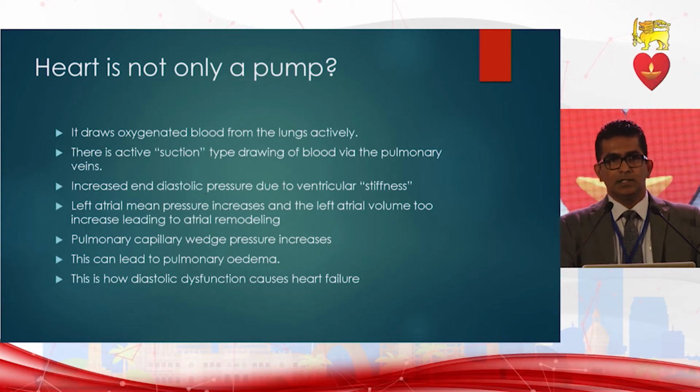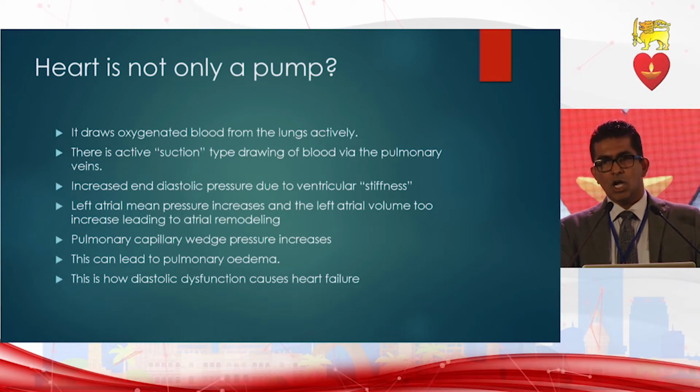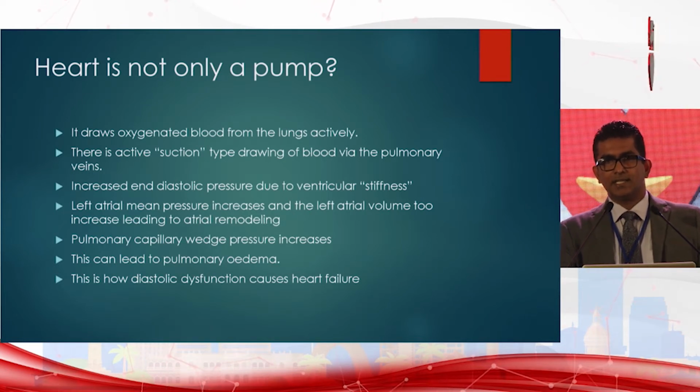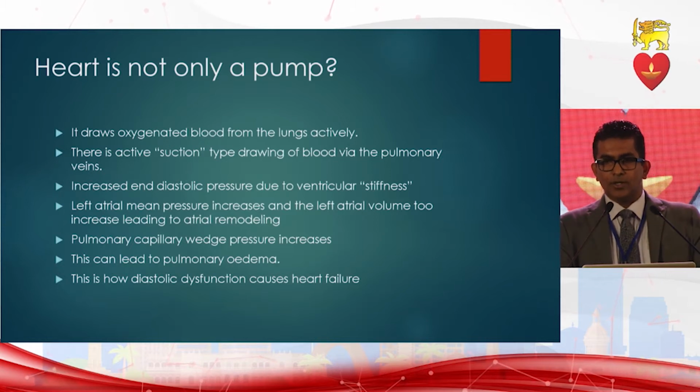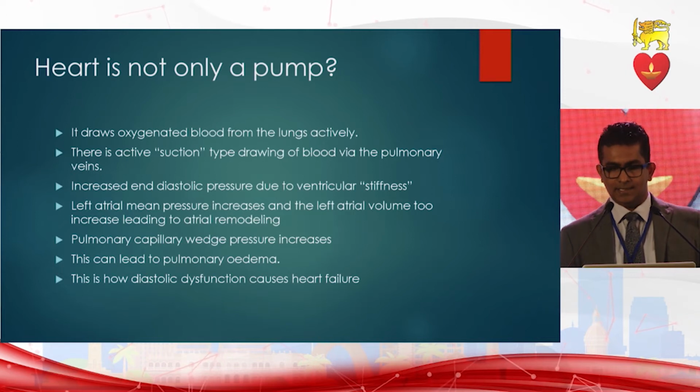Again, during diastole, what happens? The relaxing ventricle actively draws the blood from the lungs via the pulmonary veins. So when the diastole is affected, that diastolic drawing of blood from the lungs doesn't happen, so lungs get congested and over a long period of time can cause pulmonary hypertension.